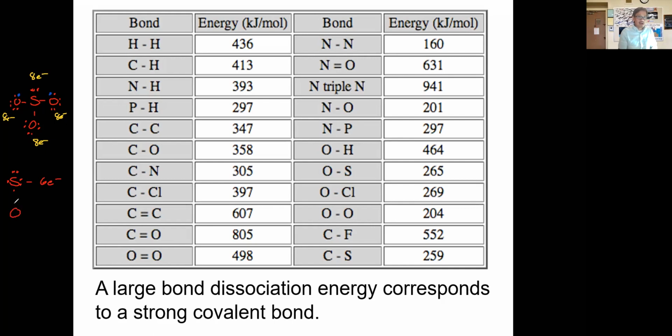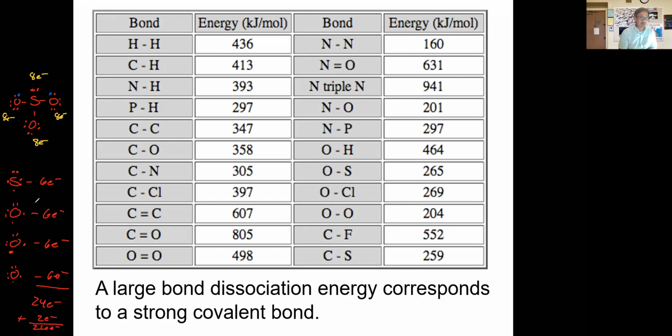Each oxygen will also have 6 valence electrons, and we have 3 of them. So in total, each one of these atoms contributes 6, so we should have a total of 24 electrons as we count the structure. However, remember, we had to add in 2 more electrons that came from elsewhere. So our structure should have a total of 26 electrons.